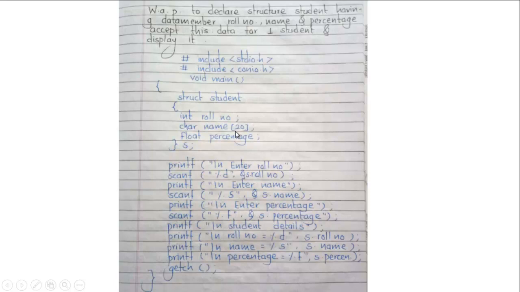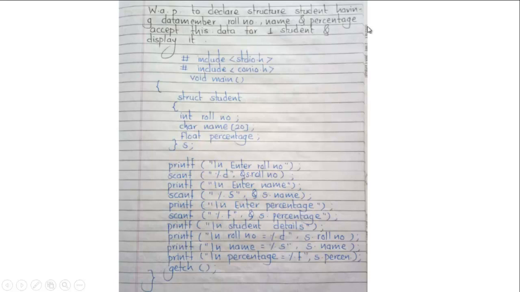Because a character variable, any name or any character type data, will hold more than one character. So this is one type of character array, so you have to give the size here. Char name, name is a character type of variable, I have given name.